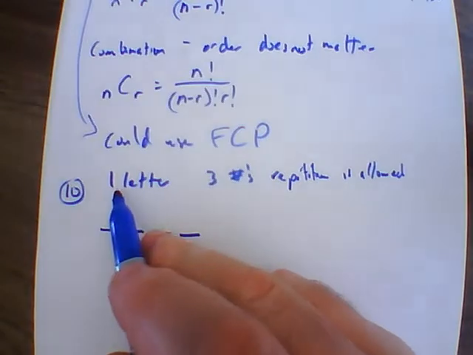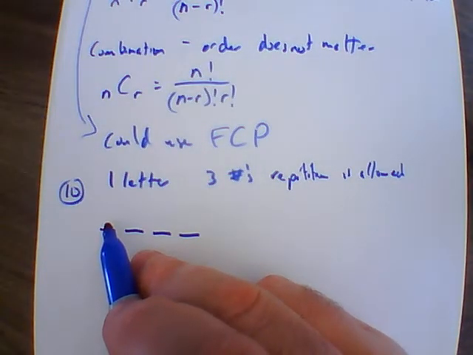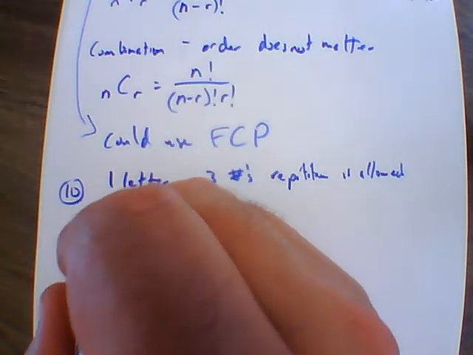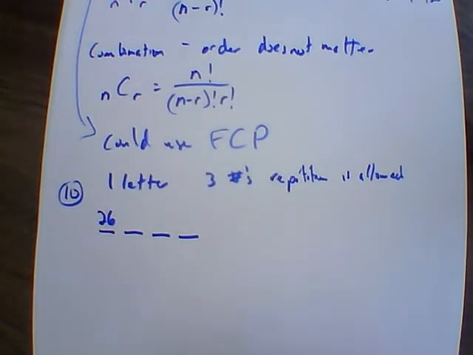We are choosing 1 letter. Now, how many letters are in the alphabet? Who answered that out there? There are 24 letters, right? No, there are 26. So we have 26 letters in the alphabet.